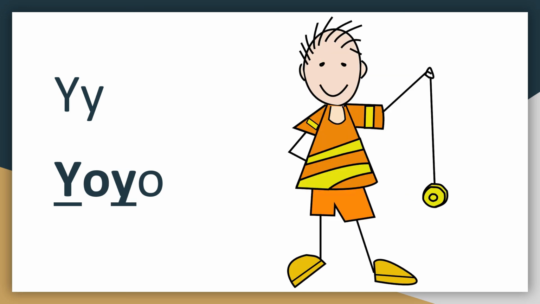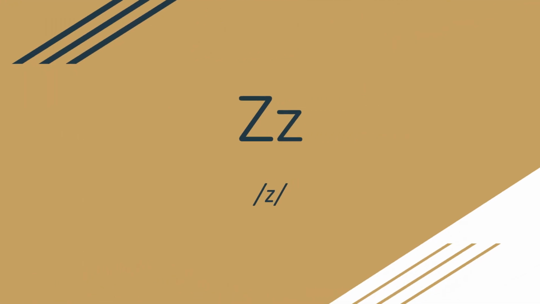Yo-yo. The first letter and the middle letter sound Y. Let's take another example. Z is the name of the letter. Do you know the sound? The sound is Z.